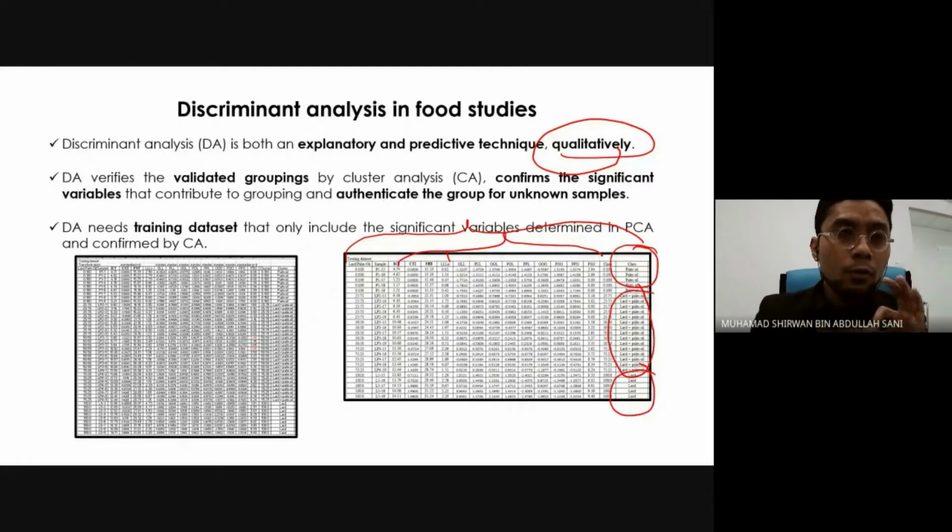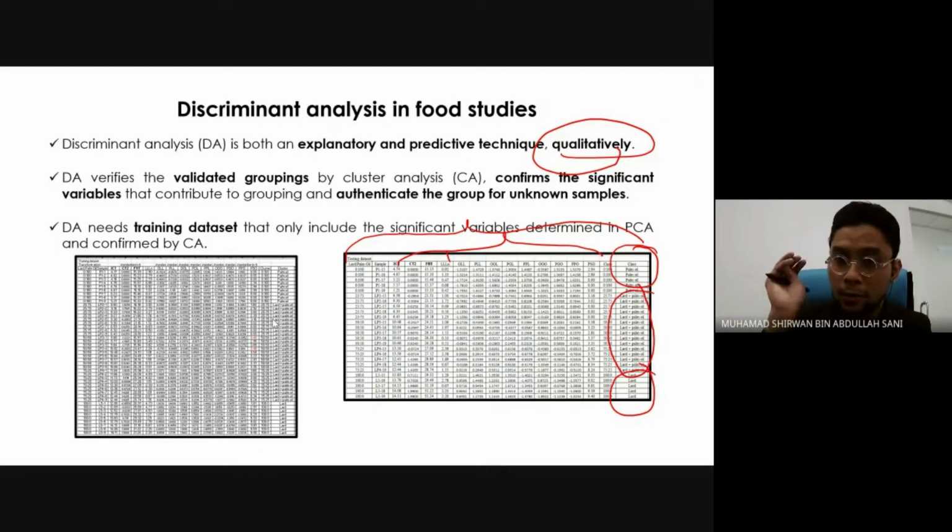So what will people do? Generally, if we are doing any research, we go for PCA to explore the data. But when we want to predict, we go to discriminant analysis. Same goes if you really don't want to study PCA, you feel that you don't want to do PCA because you want to predict. You can go directly to discriminant analysis so that you can explore, and together with that, you can predict.